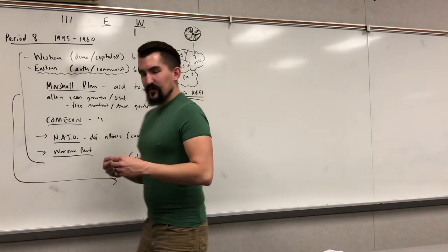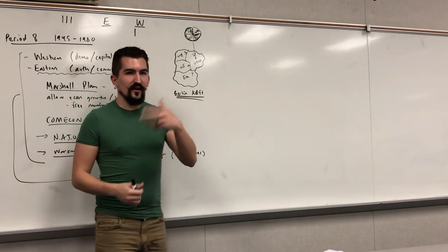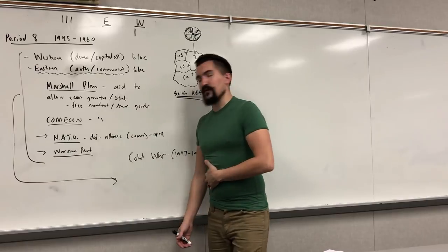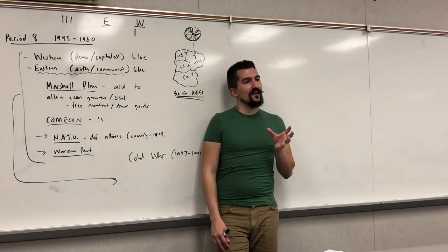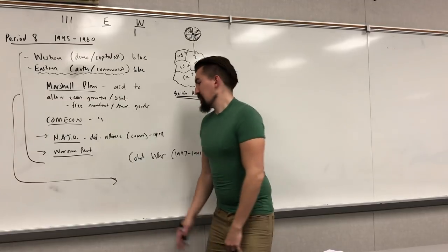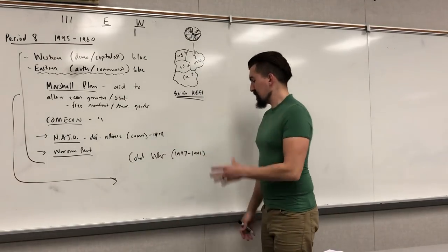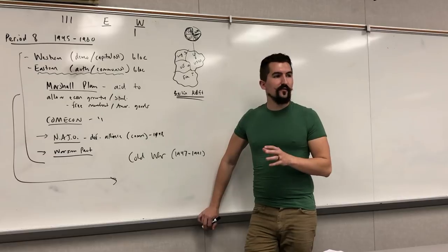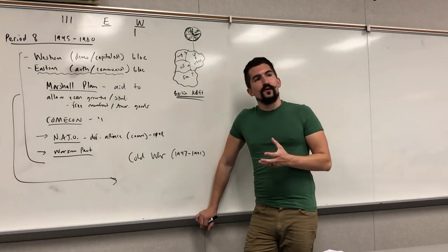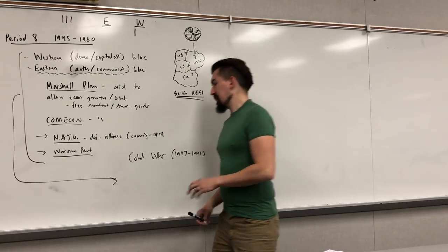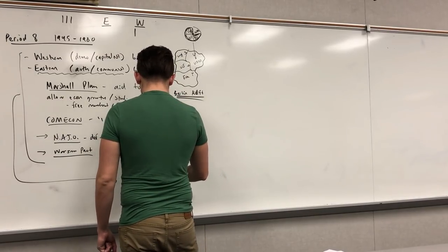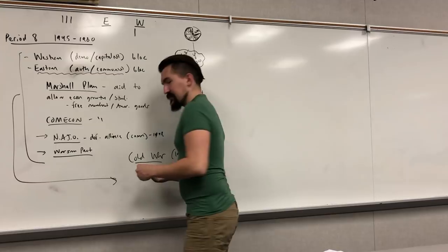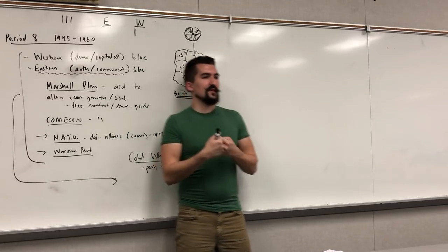You could also argue it ended in 1989 when the Soviets lost the Eastern European countries during the revolutions of 1989, but the Soviet Union itself is going to exist until 1991. So roughly speaking, that's about the 40 to 50 year era in which we are defined by what we call proxy wars. Proxy wars. And proxy basically means indirect.